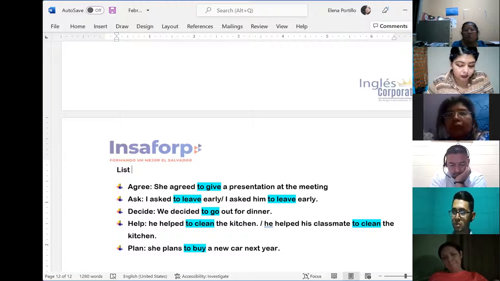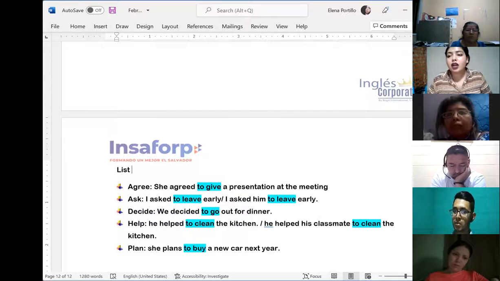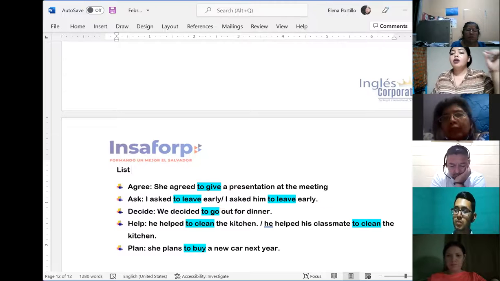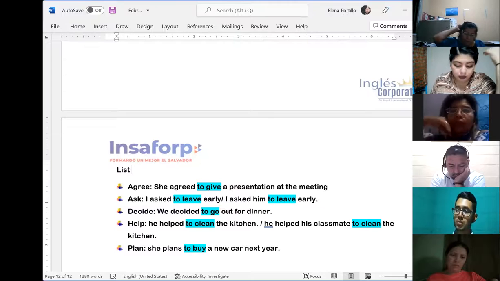Help can also be followed by the infinitive without to, with no difference in meaning. In this case, with the expression help, we can use this verb without the to, and there is no difference in the meaning. Con el help, con el ayuda, podemos utilizar el verbo infinitivo sin el to, porque en muchos casos se utiliza de esa forma, sin el to, solo el infinitivo, la forma base del verbo. Y no va a haber ningún cambio con eso, va a ser lo mismo.